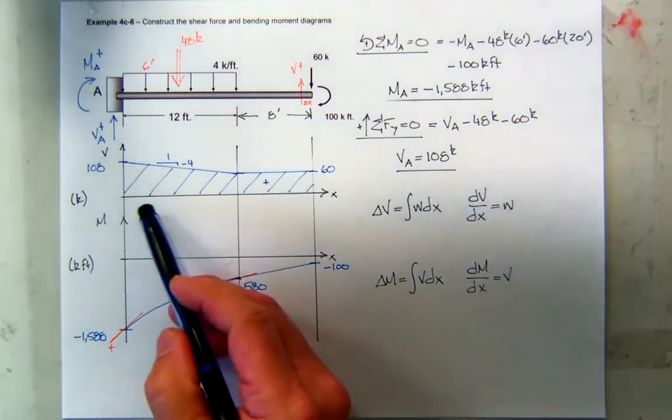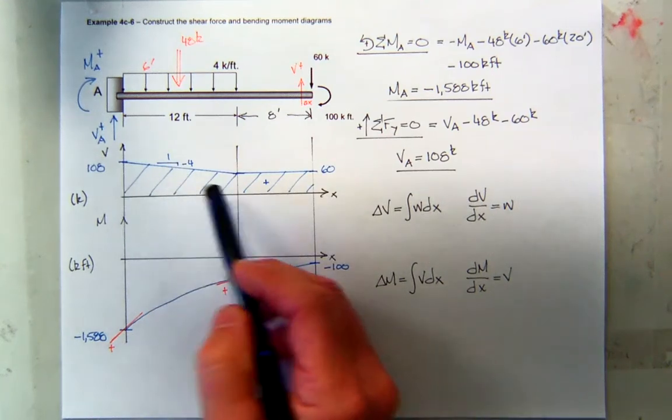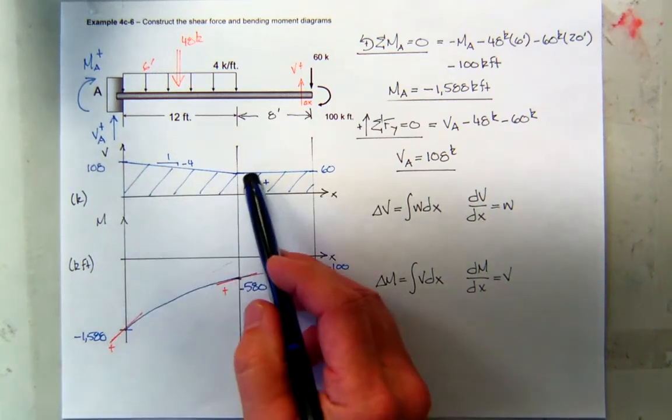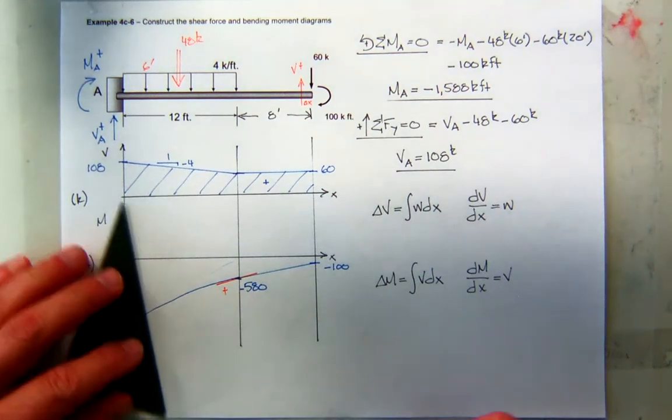What's the value of the shear at 6? That's midway through the span. It goes from 108 to 60. What's that? It's 84. Positive or negative? Did you guys miss that?